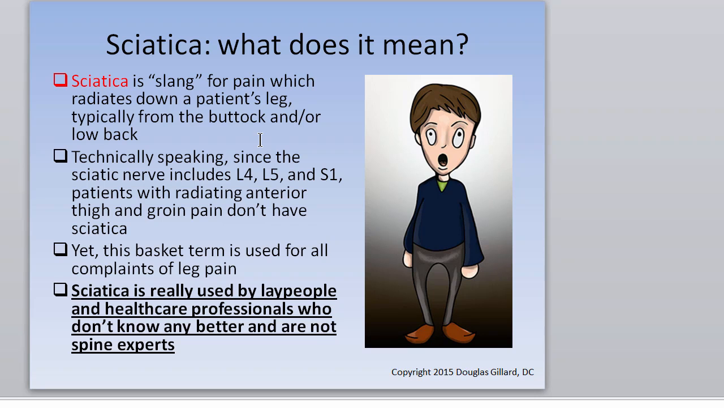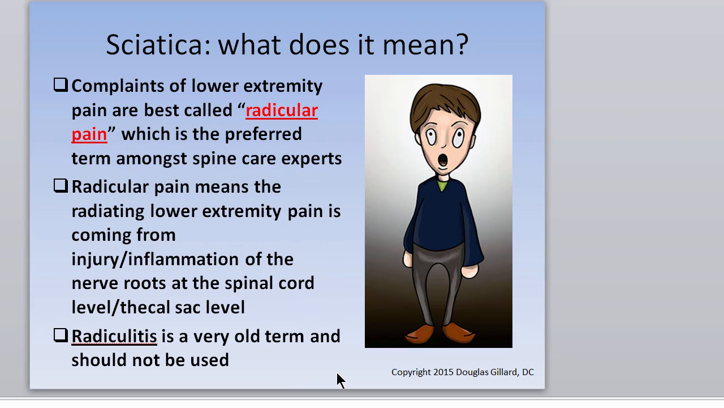It's a nerve root level pain, unlike carpal tunnel syndrome, which is a neuropathy coming from a peripheral nerve. But a radiculopathy or radicular pain is coming from within the spine near the disc. Okay, you can read through this. Radicular pain means radiating lower extremity pain coming from an injury or inflammation of the nerve roots at the spinal cord level. Key there. Radiculitis is a bad term.